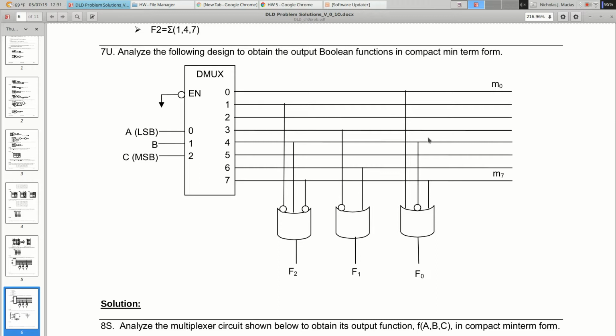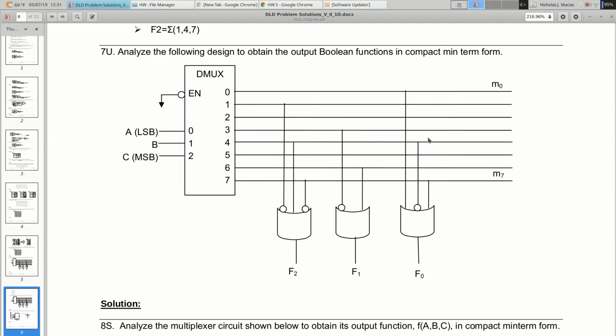You have to know what the demux does, okay? And I said in class last time what the demux does is it makes one of its outputs high based on the values of A, B, C. So if A, B, C are all 0, right, which represents the number 0, then that output labeled 0 is a 1, everything else is a 0.